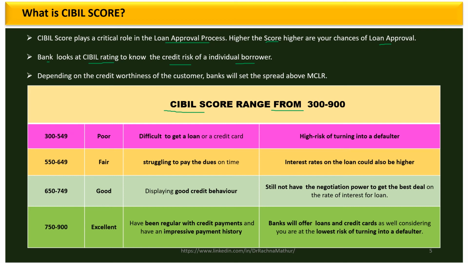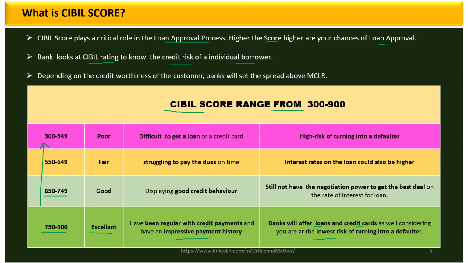Generally, the scores ranging from 750 to 900 are considered as an excellent score, and the bank has confidence in those borrowers because they have a regular payment history of their credit liability. So the impressive payment history and a regular and timely payment of credit helps the bank to identify the excellent borrower whom they can give loans and credit cards at a lower risk. But as the CIBIL score goes down, the risk of the borrower increases.